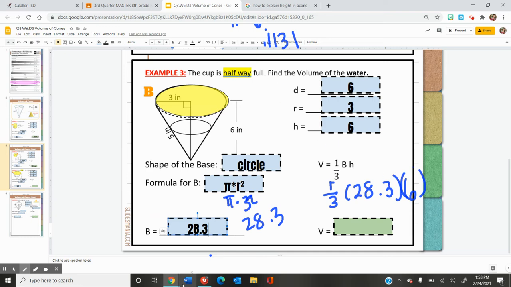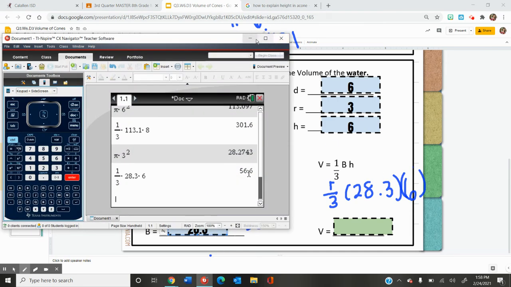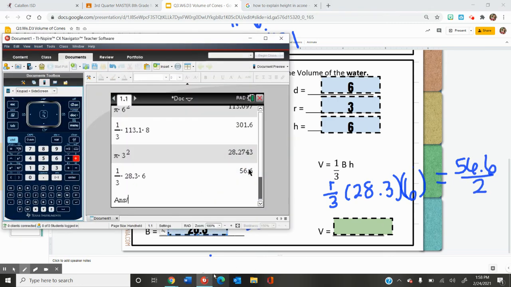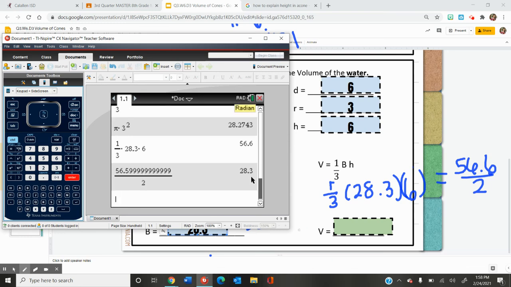Remember, it's only halfway full. So here, if this equals 56.6, since it's halfway, I'm going to have to divide by 2. So 56.6, divide that by 2. The volume of just the water in the cup, since it's halfway full, is 28.3.